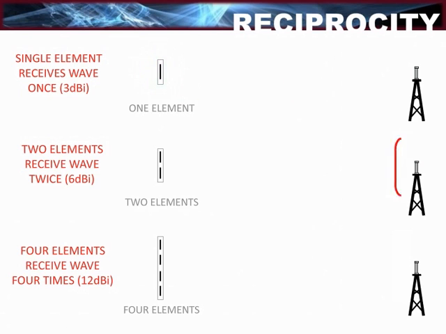Here is yet another example of how a higher-gain antenna can focus or amplify an incoming signal to the receiving transceiver. The wave is received by each antenna element. The more antenna elements there are, the more signal is sent to the receiving transceiver.